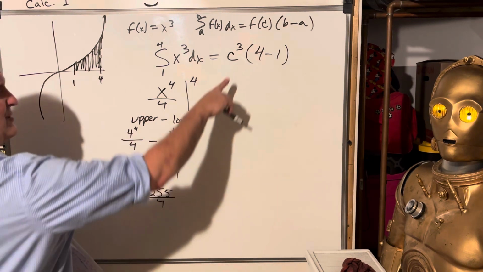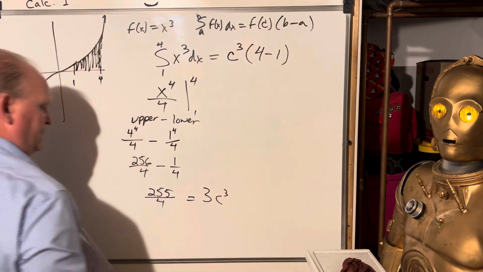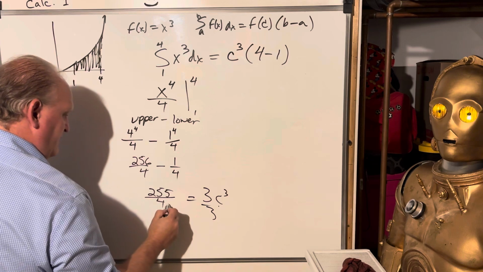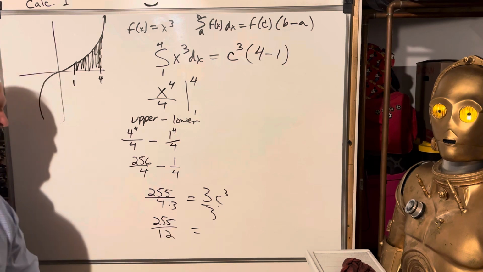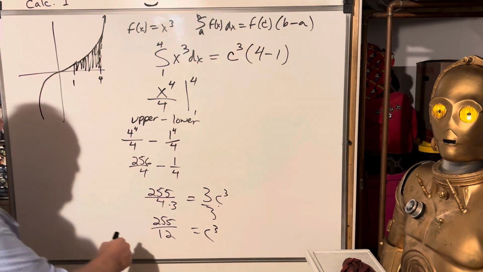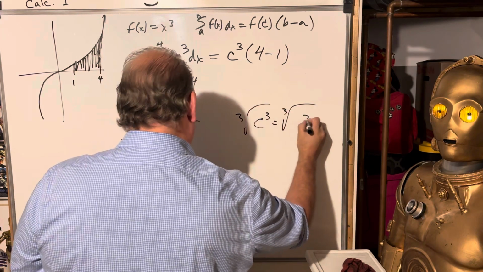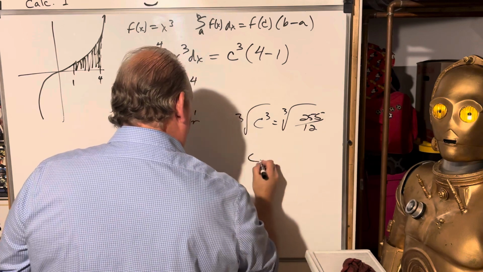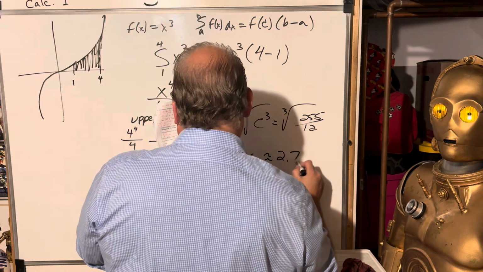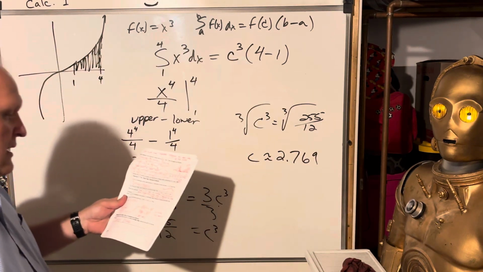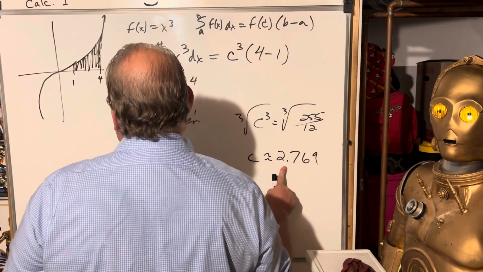And then we have that equal to this, which is 3 cubed. All right, so now we divide by 3. We divide by 3, and so now it's 255/12 equals c cubed, and then we take the cube root of 255/12, which is approximately 2.769. And now we just have to show that this value, c, is definitely within this interval.